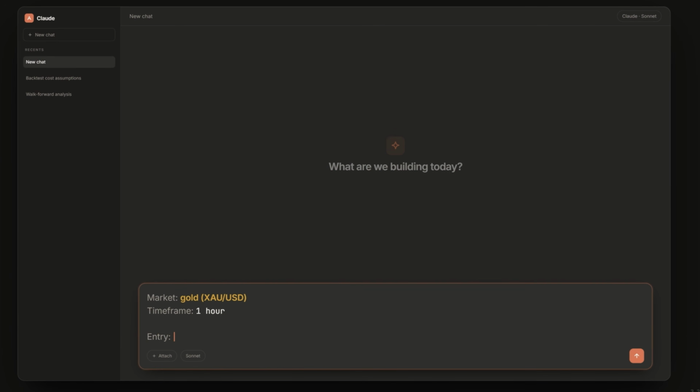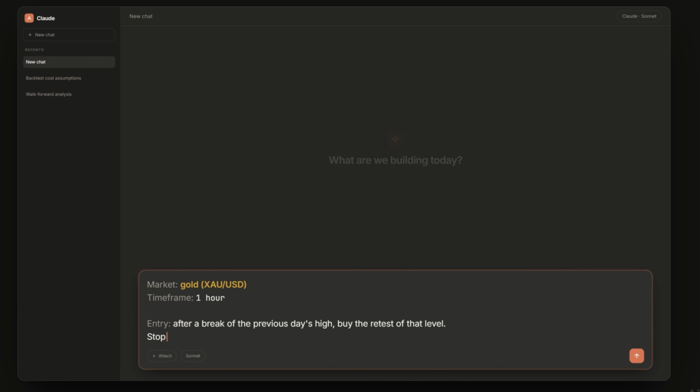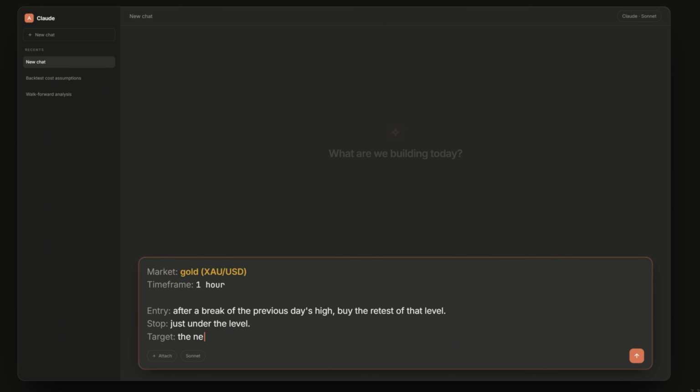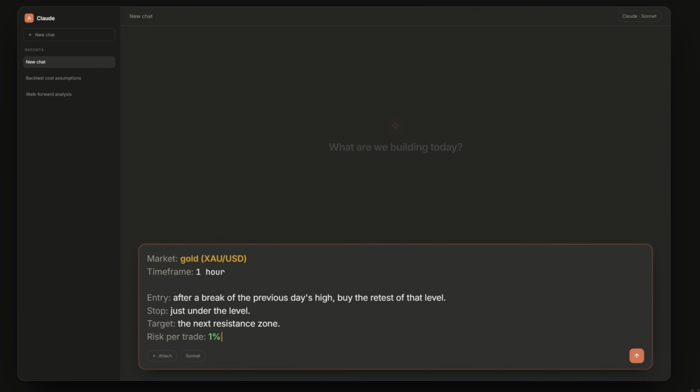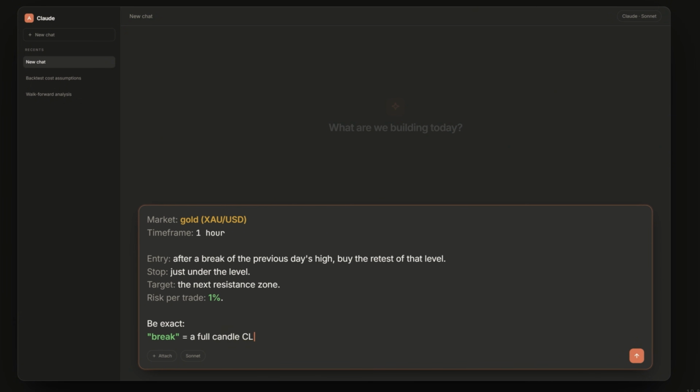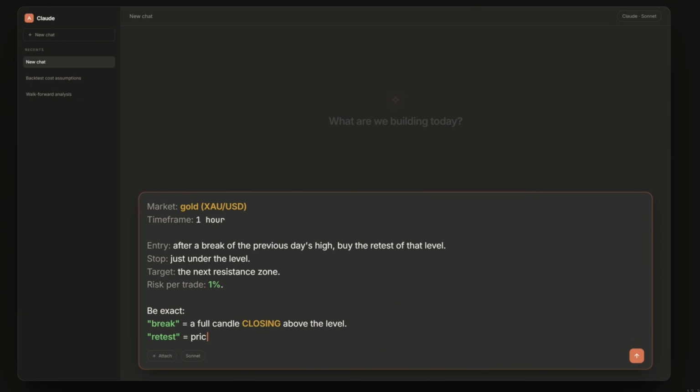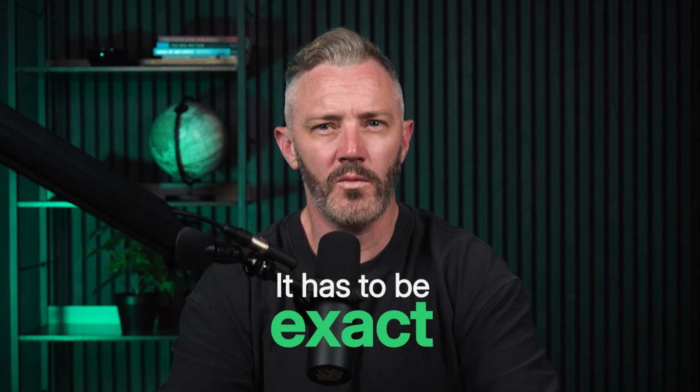I gave the market, gold, the time frame, hourly. I gave it the exact entry, the stop, the target, and the risk per trade, 1%. Even the words had to be pinned down. So a break means a full candle closing above the level, and the retest means price touching that level from above. It has to be exact because the machine can't work with almost.